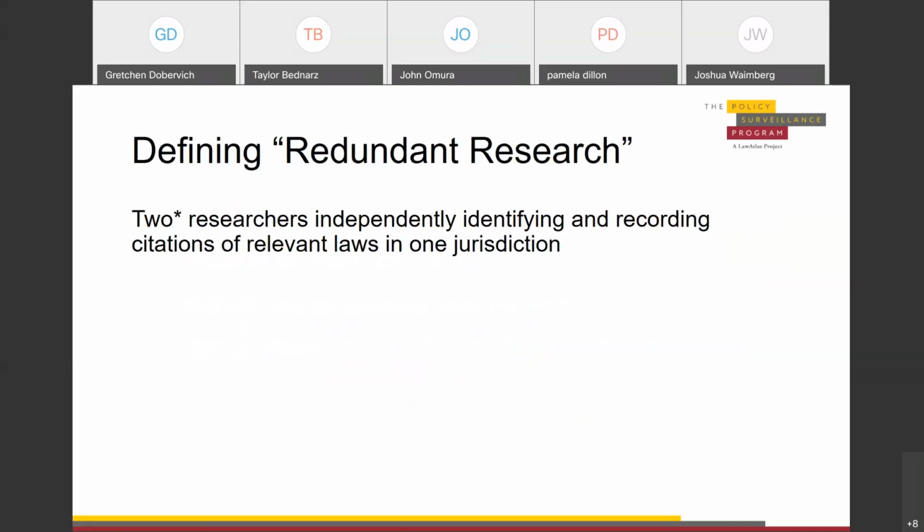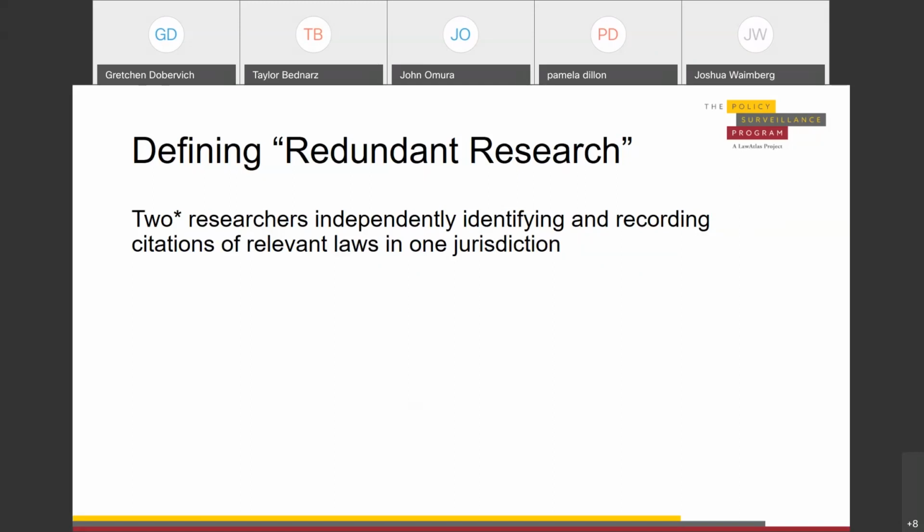So redundant research is one of the quality control aspects inherent in collecting the law. It consists of two researchers independently identifying all of the relevant laws for a project in one jurisdiction. The goal of redundant research is to have two researchers independently research these jurisdictions and reach 100% agreement on the laws that must be collected for that jurisdiction.